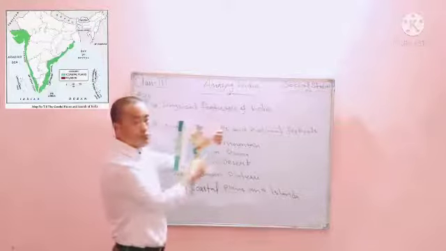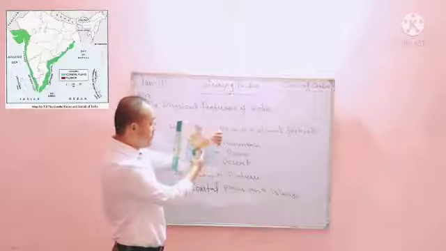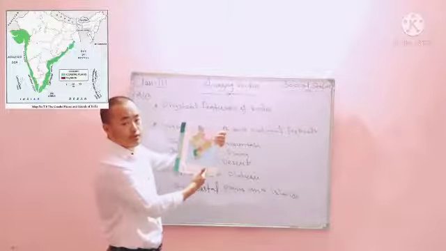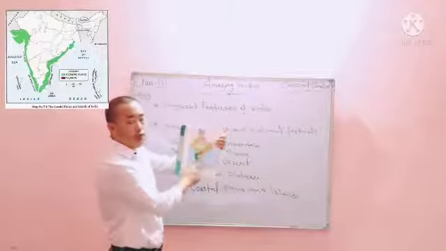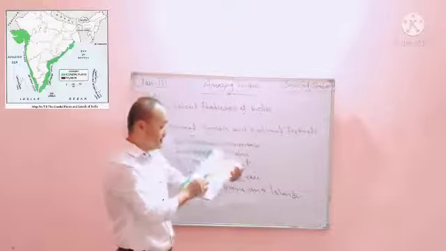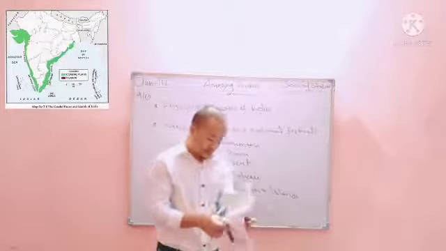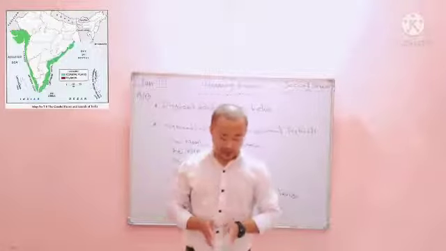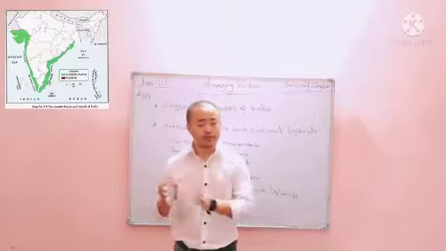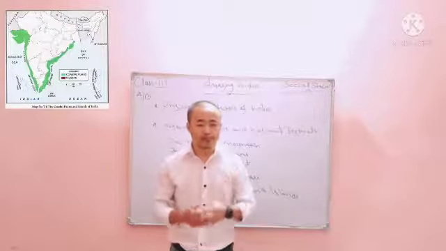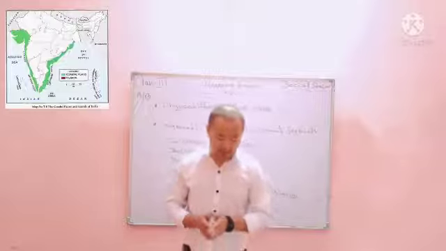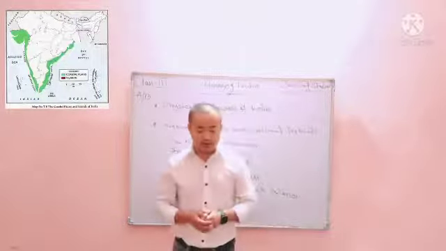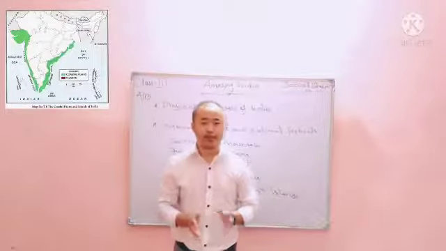On the eastern side, the Bay of Bengal is there. On the western side, the Arabian Sea, and on the southern side, the Indian Ocean is there. It is surrounded by water on three sides. The peninsular region of India is also called the Deccan Plateau.